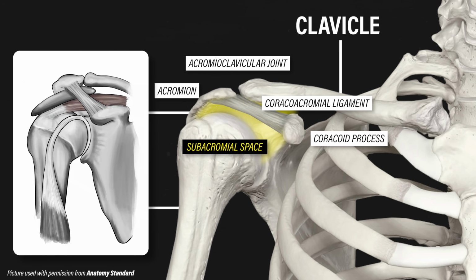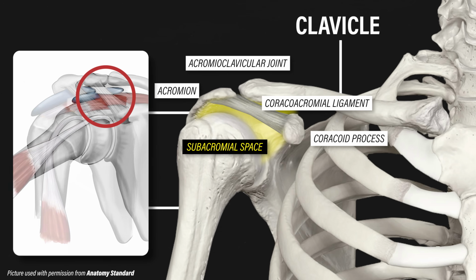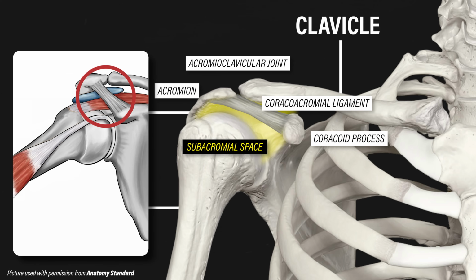Within this space is the supraspinatus tendon, one of the rotator cuff muscles, the long head of the biceps brachii tendon, the subacromial bursa, and the capsule of the shoulder joint. When most people discuss shoulder impingement, they are referring to these tissues being compressed in this space.